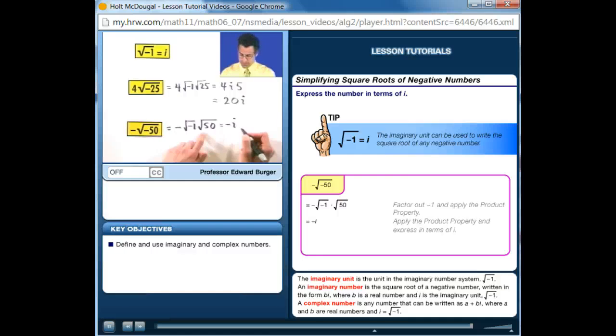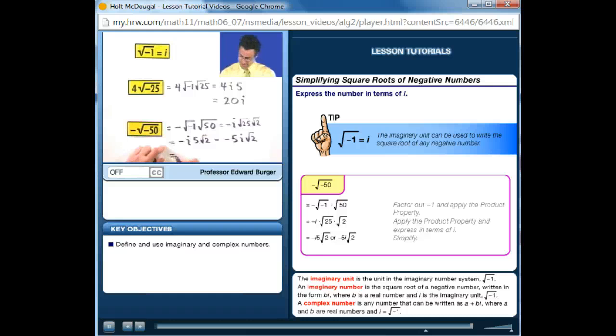And what's the square root of 50? Well, the square root of 50 we could write as the square root of 25 times the square root of 2. And the square root of 25 we know is 5. And so we could write this as negative i 5 times the square root of 2. You can write in any order you want. Sometimes people write this as negative 5i square root of 2.